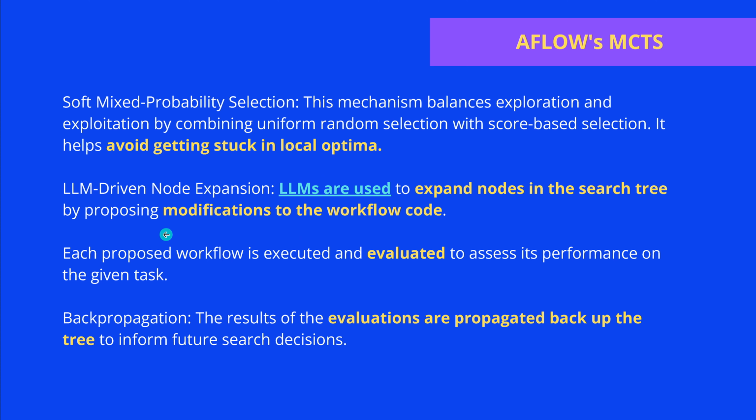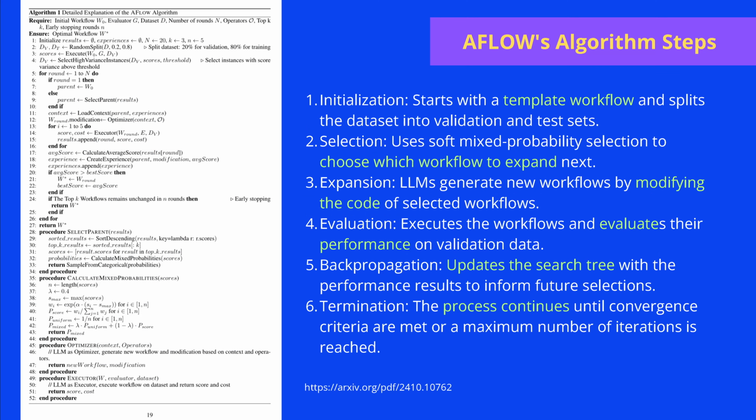Third step, if we have a new modified workflow, we execute this workflow and we evaluate its performance. It's a trial and error. We try it out, we evaluate it, now we know if it's good, better, or we just delete it. And then we have Monte Carlo Tree Search backpropagation. The results of the evaluations are propagated back up the tree to inform future search decisions. It is simple if you just break it down into this understanding.